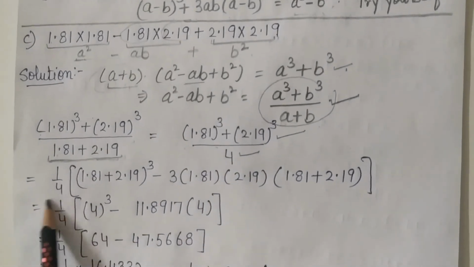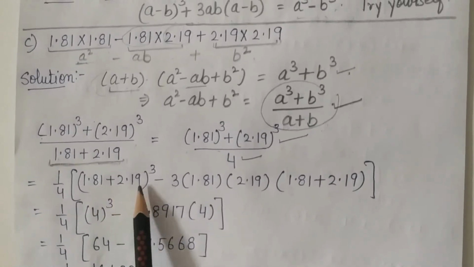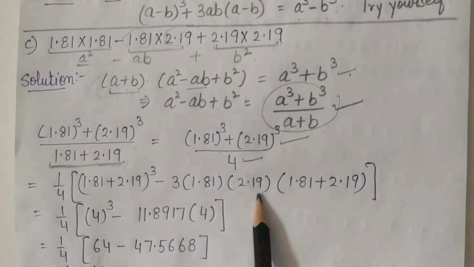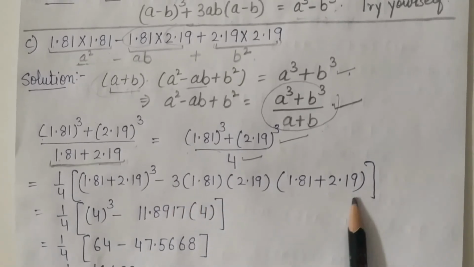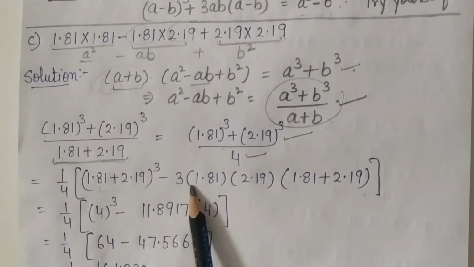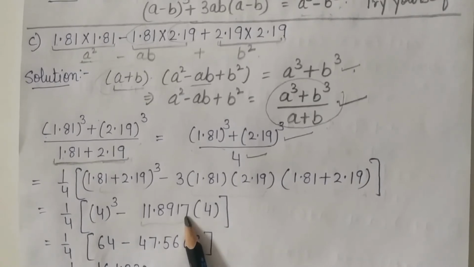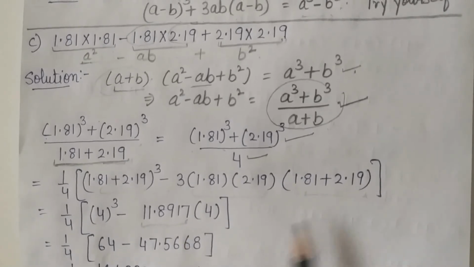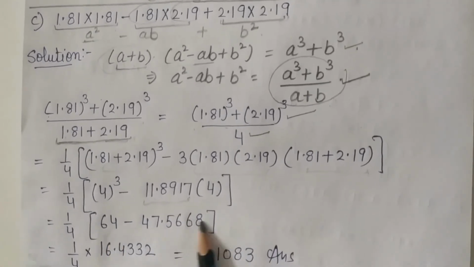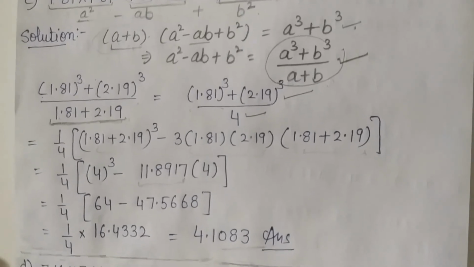So 1/4 को मैंने बाहर लिख लिया है. So here is 1.81 plus 2.19 of cube because (a plus b) of cube minus 3 into ab in bracket (a plus b). Now solve the calculation. Add of this one, it's 4 of cube, minus do the multiply of this one, it's 11.8917, then add of this one, it's 4, then do the multiply of these both numbers, afterwards subtract it, then by cutting it, you got this answer.